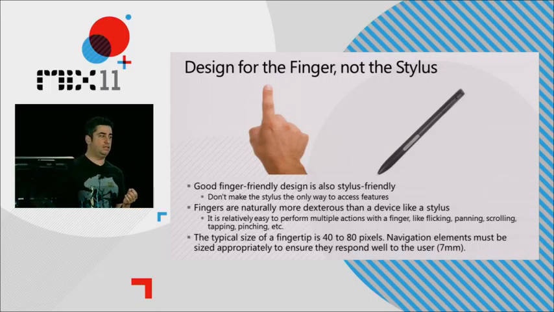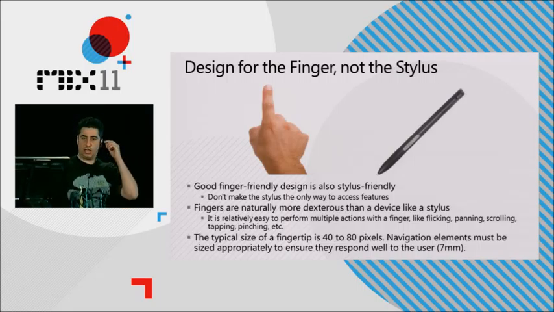Fingers typically tend to be about 40 to 80 pixels in size. Mine tend towards more 80 pixels in size. On Windows Phone 7, we tell people in our Metro guidelines, design for a minimum size of 7 millimeters, right? And space them accordingly, so that there's no competition for hits.